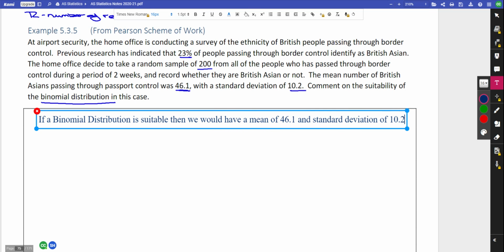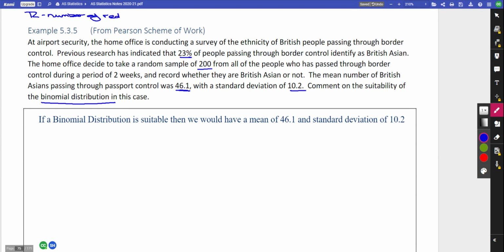just a starting point. This is fact. This is what we're given. The mean number of British Asians passing through passport control was 46.1 with a standard deviation of 10.2. That is what the sample told us. So that's the fact. So what we need to have a look at now is the binomial distribution that is given above. Using these two bits of information, what is the mean and the standard deviation that this binomial distribution will give, and then comment on whether it is close or not to the values that were recorded.